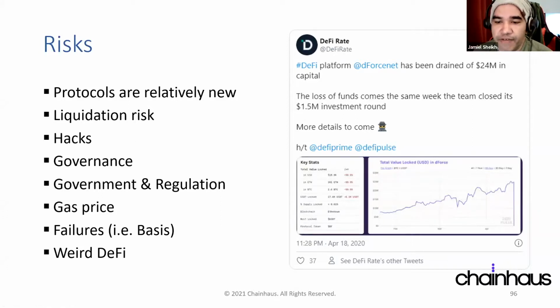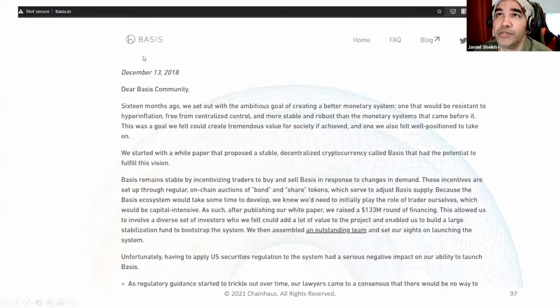Some of these protocols have failures. There's one protocol, a stable coin called Basis, and Basis, for example, they shut down. This is their goodbye letter, December 2018. They were one of the best stable coins at that time, and then the SEC said, "Hey, you're a security, right?" And they just said, "We don't want to play that game anymore."